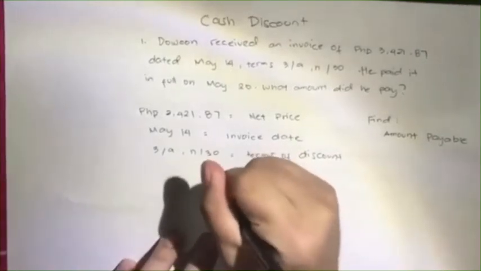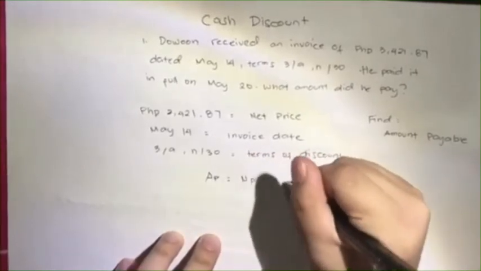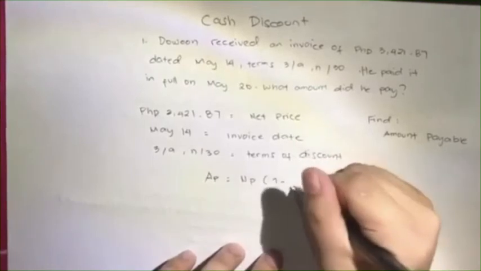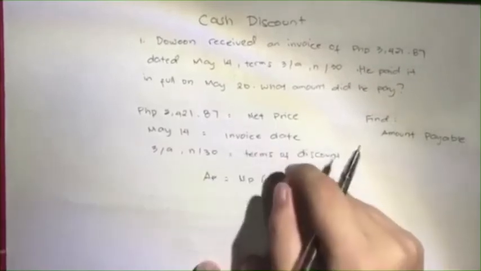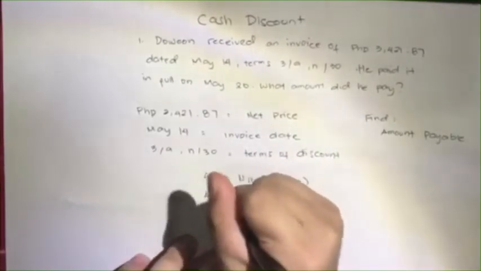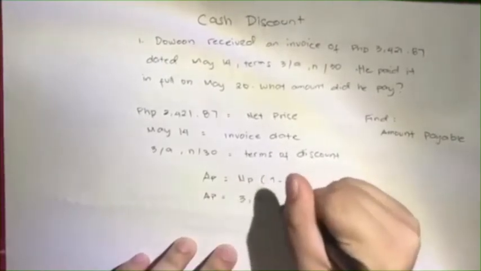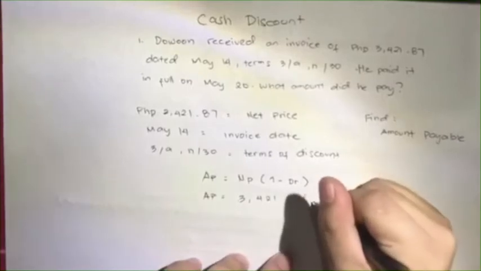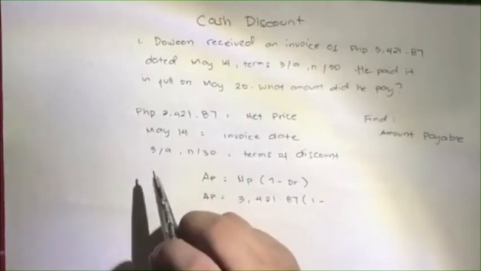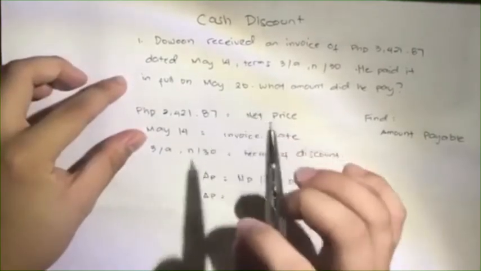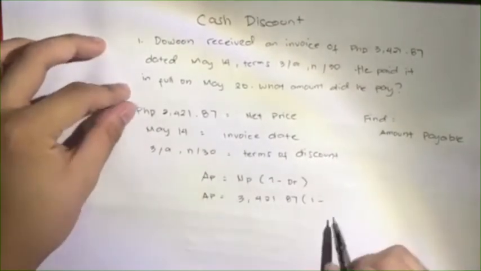Meron tayong formula na amount payable is equals to net price times 1 minus our discount rate. Kaya substitute lang natin amount payable times 3,421.87 times 1 minus, tignan natin kung pasok siya sa discount. So, May 20 siya nagbayad, ang last day natin is 23 pa. So, pasok siya, magkakaroon siya ng 3% discount.